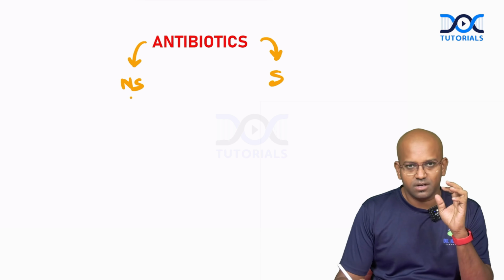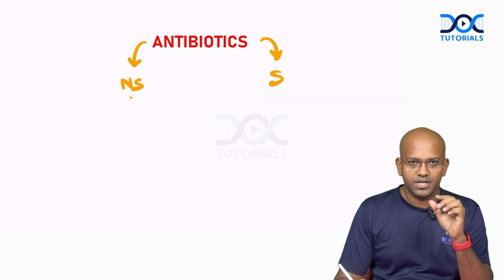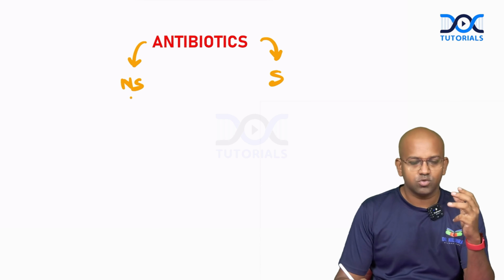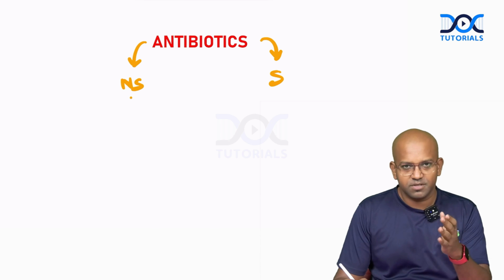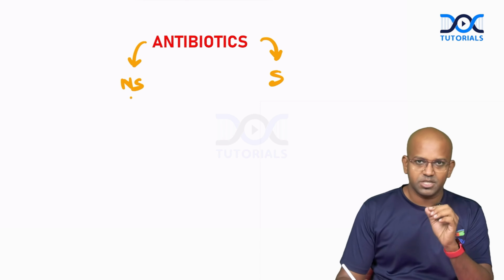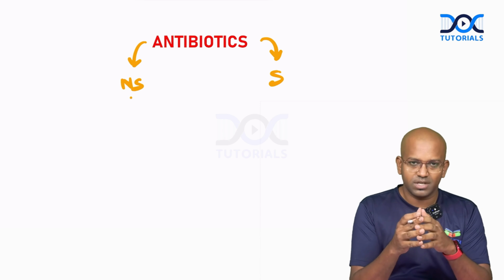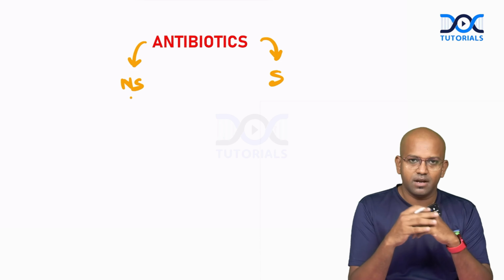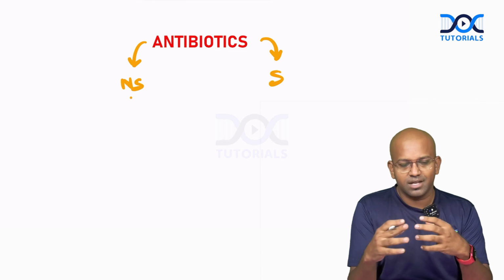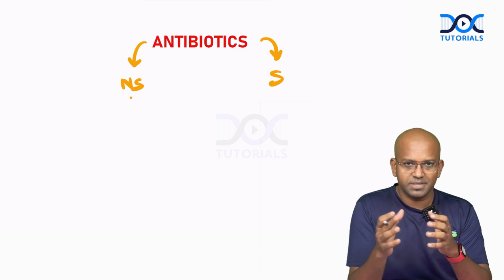See, if we have an individual antibiotic and it is targeting a group of bacteria, those kinds of antibiotics will be called non-specific antimicrobials. Whereas specific antimicrobials means, for example, we have a single bacteria and we have multiple drugs which are targeting that particular bacteria.